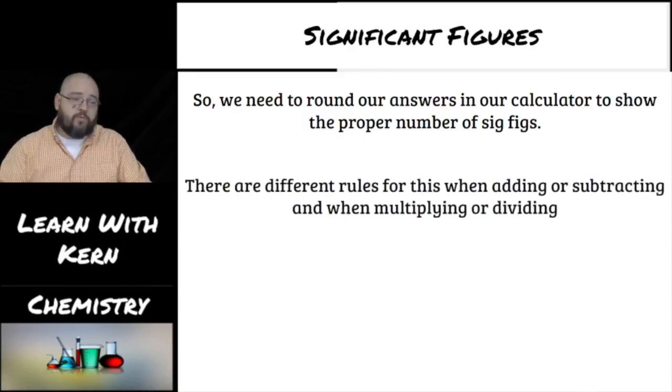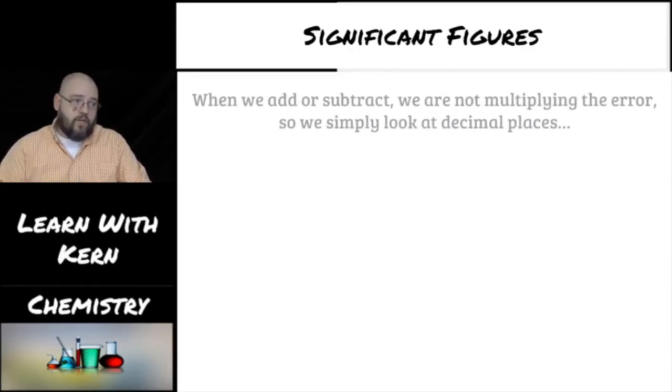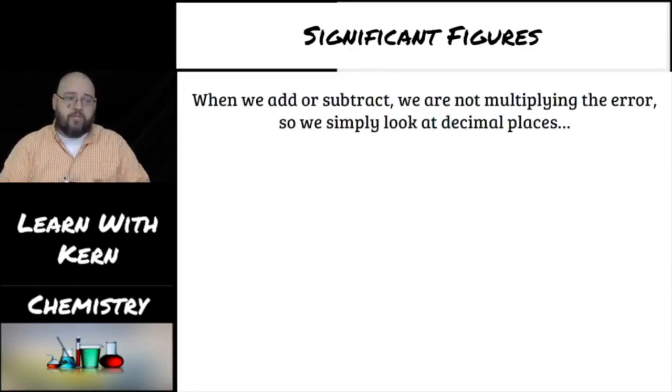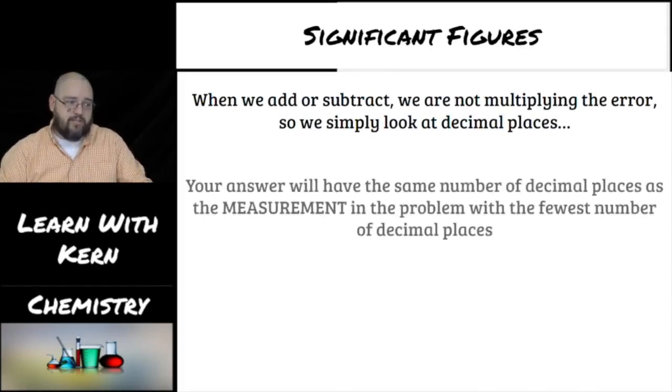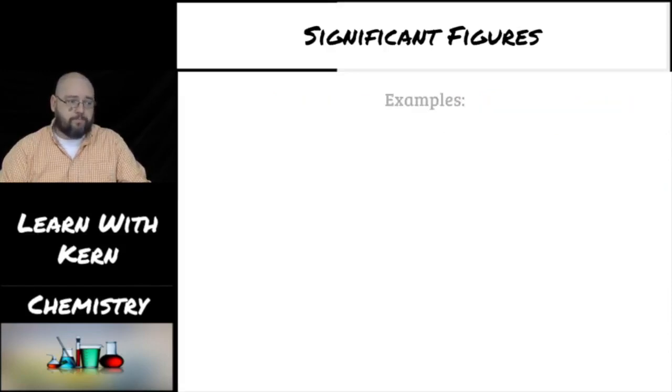All right, there are different rules for rounding when you're adding and subtracting versus when you're multiplying or dividing. When you're adding or subtracting numbers, you're not multiplying error, you're just adding or subtracting numbers together. And so when you add or subtract numbers, you simply look at the decimal places. Your answer will have the same number of decimal places as the measurement in the problem with the fewest number of decimal places. All right, so let's look at a couple of examples.